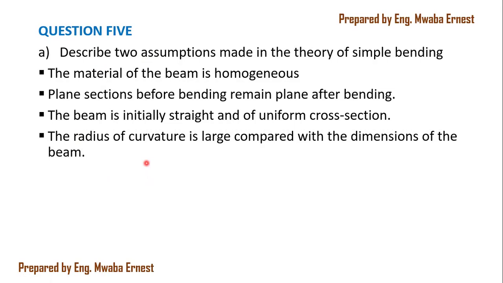Next is the radius of curvature. We expect it to be larger compared to the dimensions of the beam, just normal, because in some cases, you can find a very, very large one, meaning the lower the bending, the bigger the radius. So this is just an assumption which is normal. But in extreme cases, we may go beyond that. We may easily go against this assumption in reality.